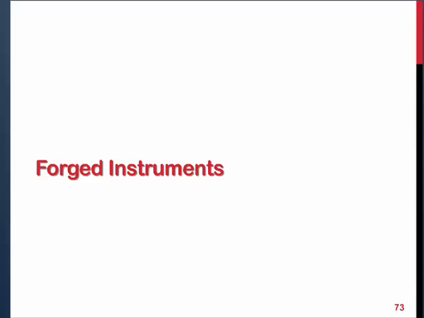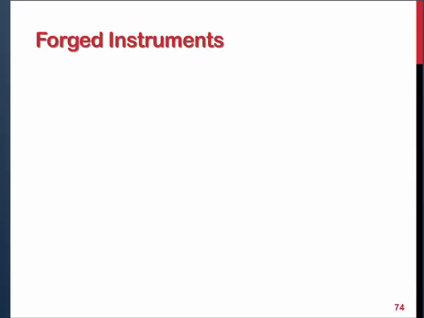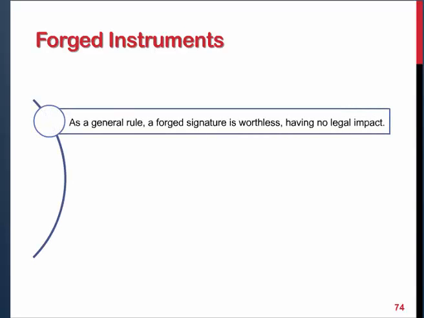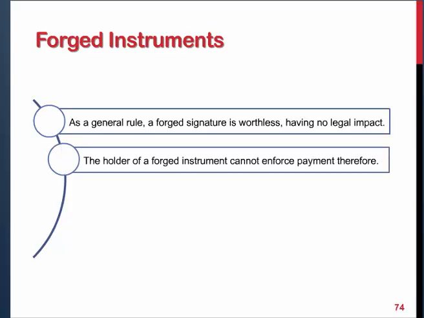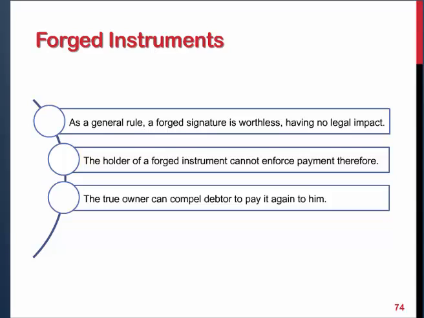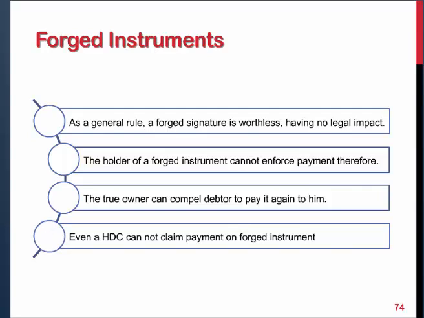Now we will discuss forged instruments. As a general rule, a forged signature is worthless, having no impact. The holder of a forged instrument cannot enforce payment, therefore. The true owner can compel the debtor to pay it again to him. Even a holder in due course cannot claim payment on a forged instrument.